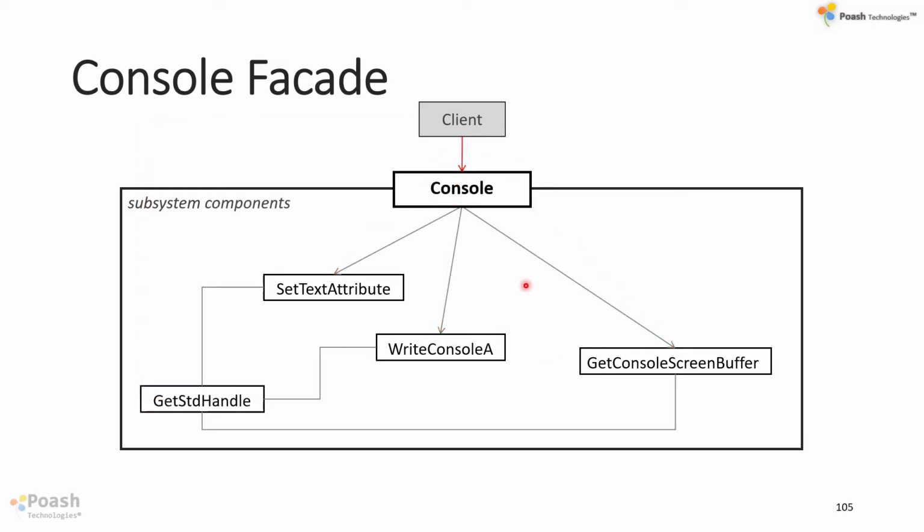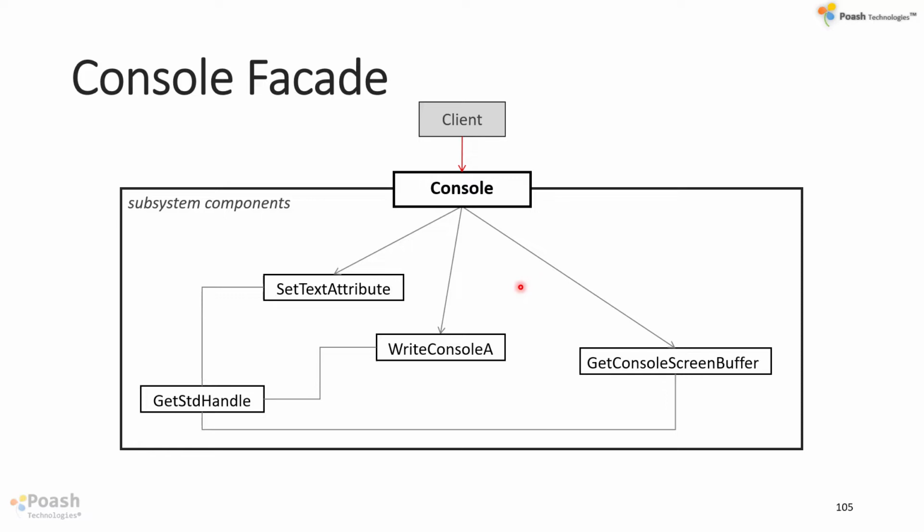Then we implemented the façade design pattern. We created console class as the façade. The client will interact with this console class that will internally use the functionality of these operating system APIs. So this way, the dependency of the client on these APIs is reduced. The advantage is now these APIs can internally change, but the client will not be affected.